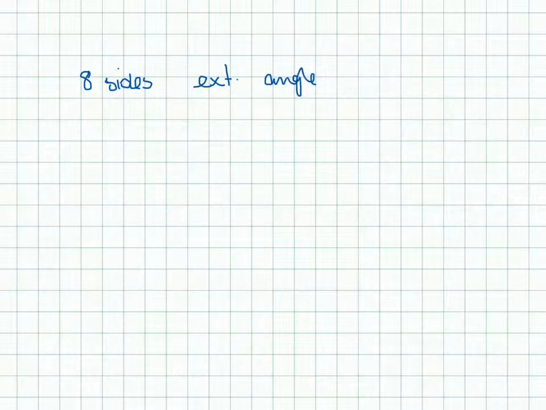Let's just say I have got, I don't know, an 8-sided shape. So it's got 8 sides, okay, 8 sides. And I want to know what the external angle would be. Well, I know it's got 8 sides, and I know that all the external angles add up to 360, so 360 divided by 8 is going to take me straight there. All right, so once we've done that, we know that each external angle will be 45 degrees.